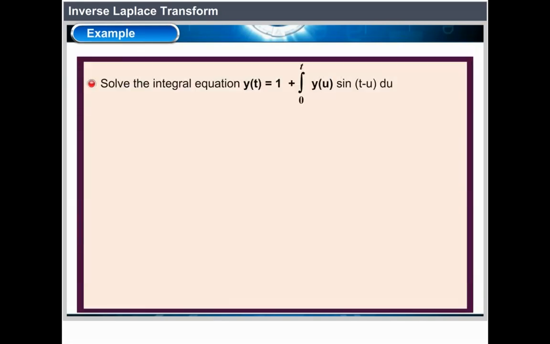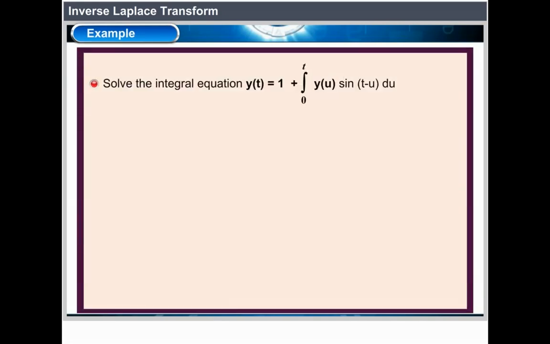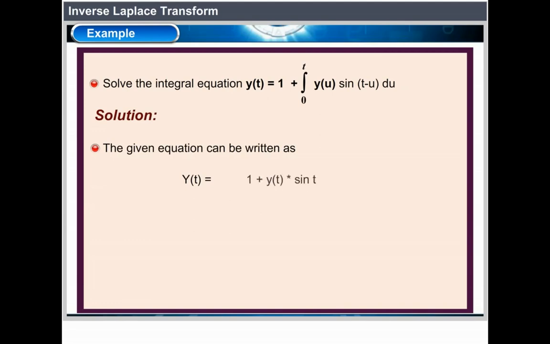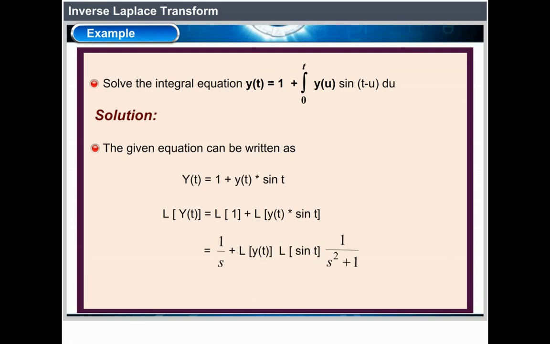Example. Solve the integral equation y(t) = 1 + ∫₀ᵗ y(u) sin(t − u) du. Solution. The given equation can be written as y(t) = 1 + y(t) * sin t. Taking the Laplace transform, L{y(t)} = L{1} + L{y(t)} · L{sin t} = 1/s + L{y(t)} · 1/(s² + 1).